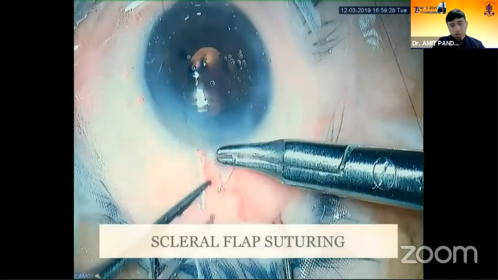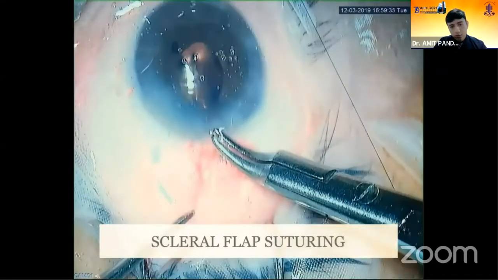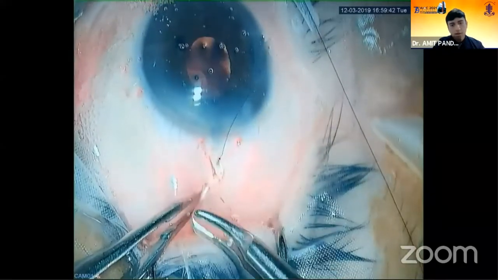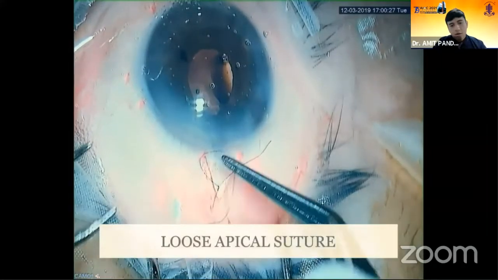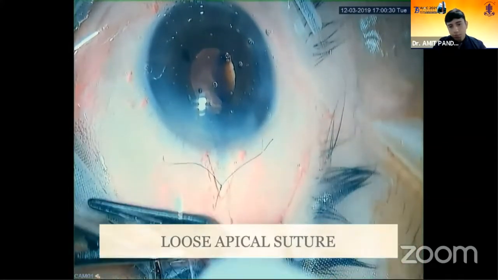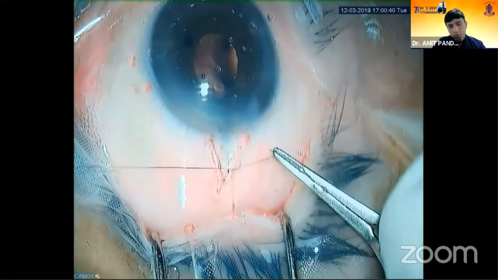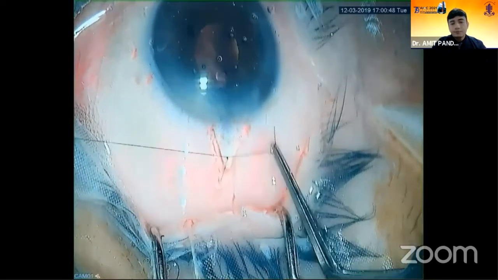The apical suture, I take an interrupted apical suture. We can also take a releasable one here, but the suture has to be loose. It should not be very tight, as we normally place in an MMC trab. A loose apical suture would help in the dynamic scleral flap movement in the early post-operative period, which is one of the mechanisms of action of the Ologen implant.